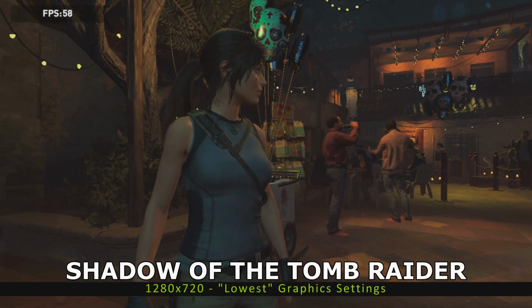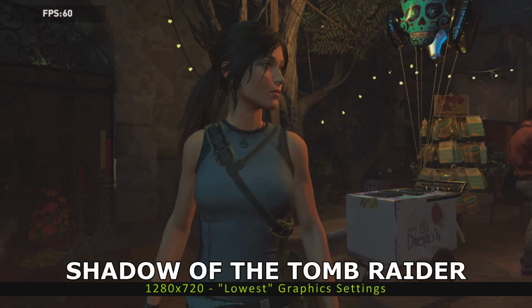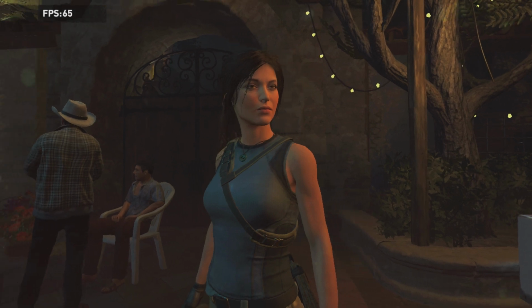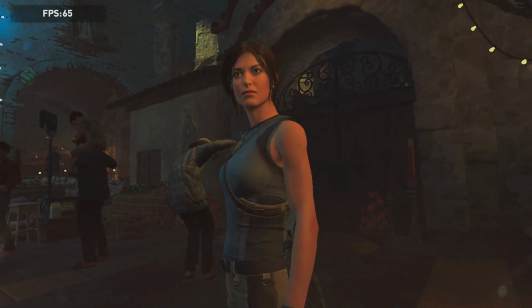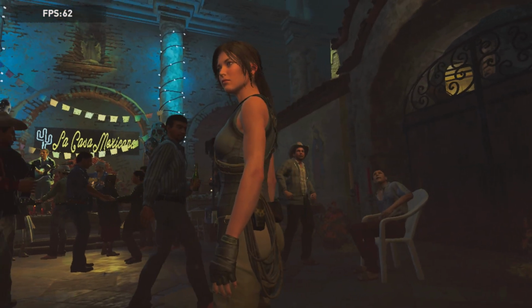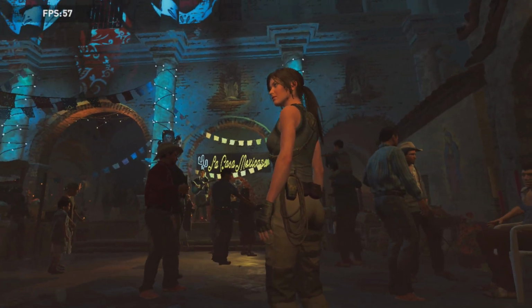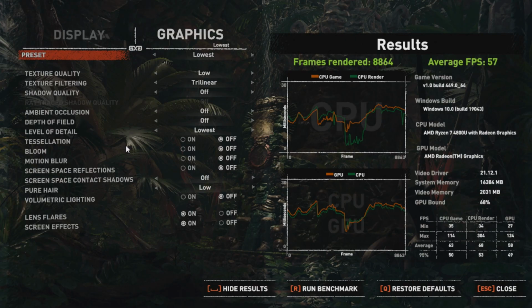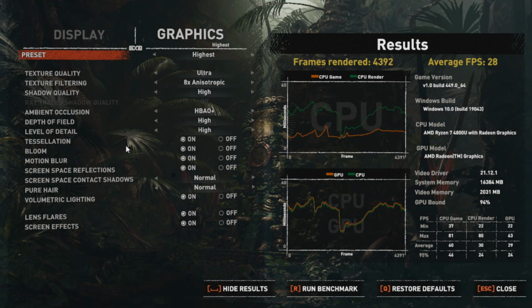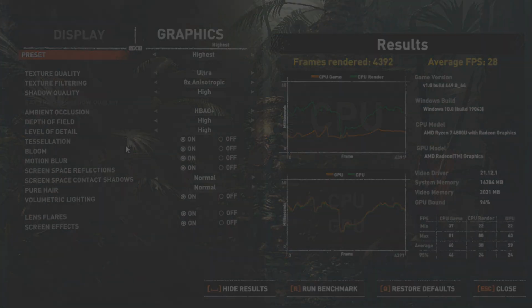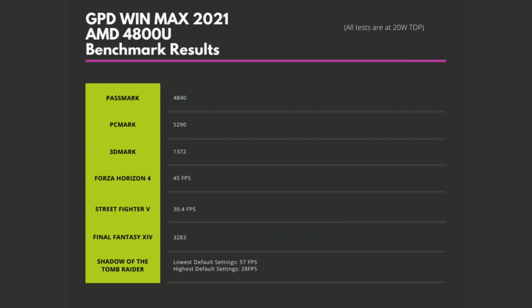We will finish the benchmarks with Shadow of the Tomb Raider. We are running at 1280x720 resolution and testing on the lowest and highest graphics settings to see the difference in performance. On the lowest graphics settings, the GPD Win MAX 2021 AMD model scores 57 frames per second. And on the highest graphics settings, it scores 28 frames per second. Both are decent results.